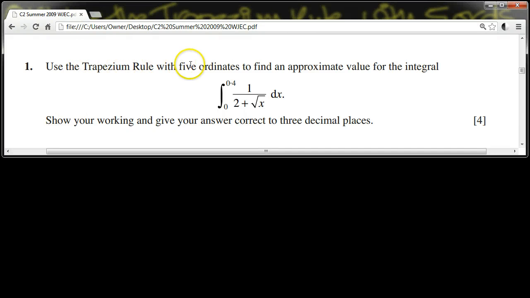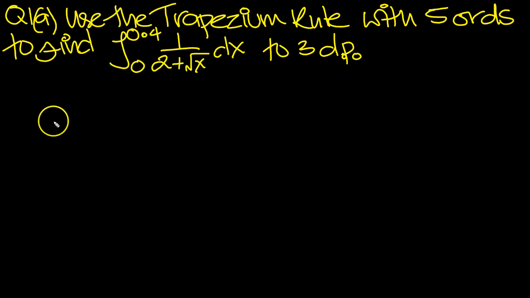Use the trapezium rule with 5 ordinates to find an approximate value for the integral of 1 over 2 plus root x between 0 and 0.4. Show your working and give your answer correct to 3 decimal places. So let's have a look at this then. I've summarized the question here.